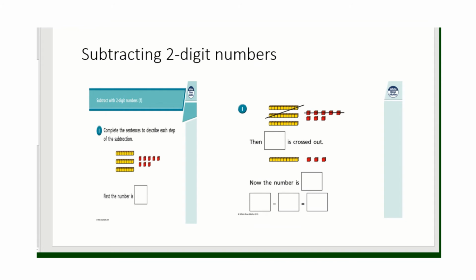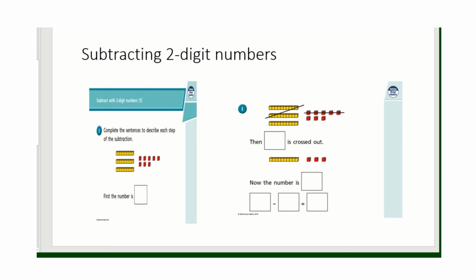Now then, let's have a look at this one where we're subtracting 2-digit numbers. Let's have a look at that number. We've got 3 10s and 8 1s in there, haven't we? So that number would be 3 10s and 8 1s. It would be 38. So the number is 38.